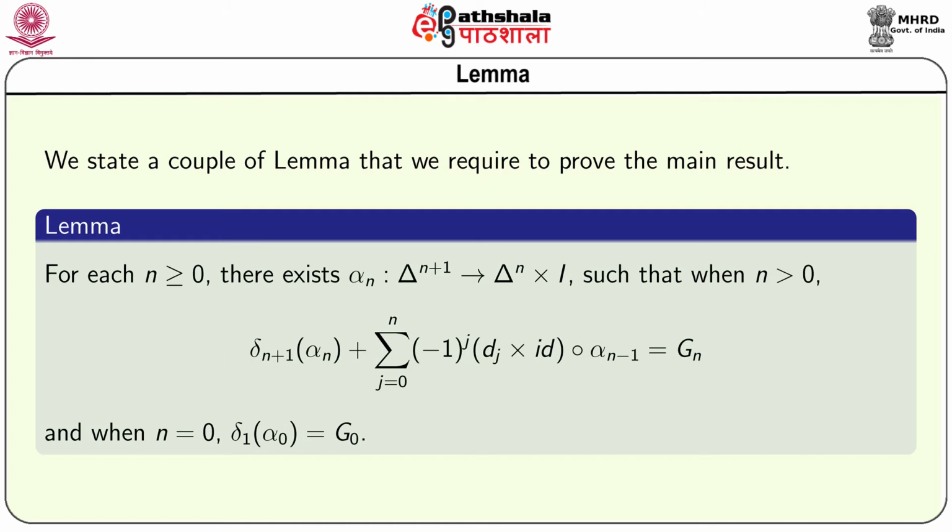For each n greater than or equal to 0, it can be shown that there exists αn from Δn+1 to Δn × I, such that when n is greater than 0, ∂n+1 αn plus the summation over j equal to 0 to n of (−1) to the power of j, dj times identity composed with αn−1, is equal to Gn. And when n equal to 0, then ∂1 of α0 is equal to G0.